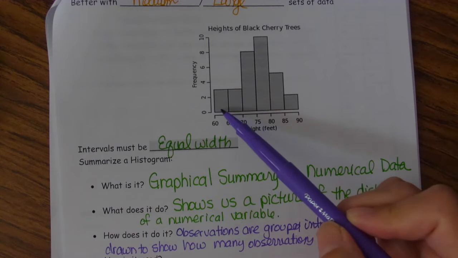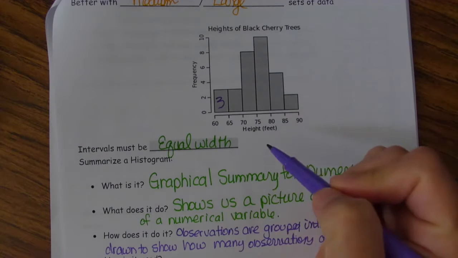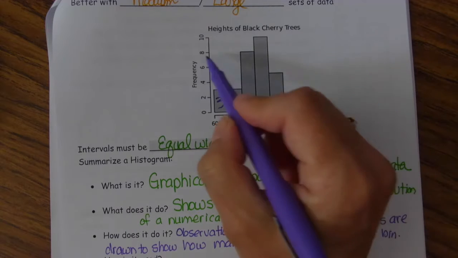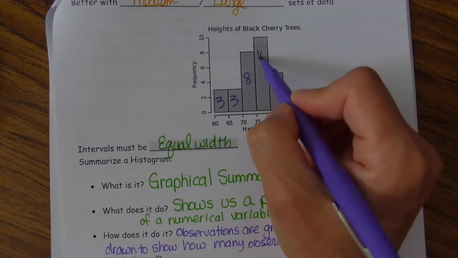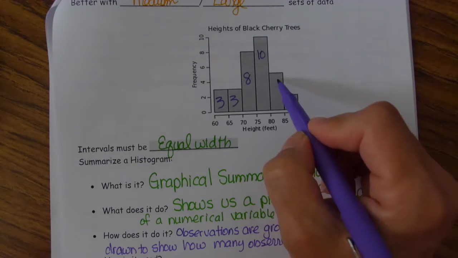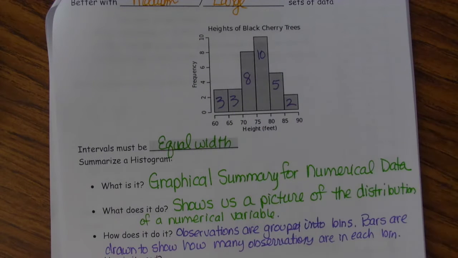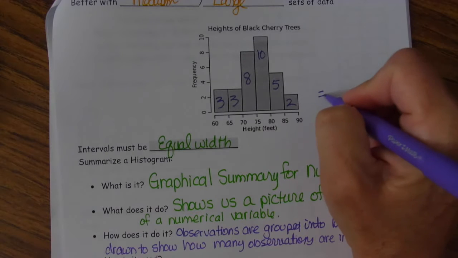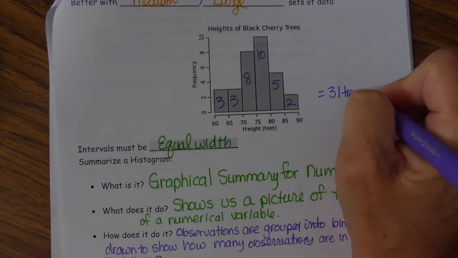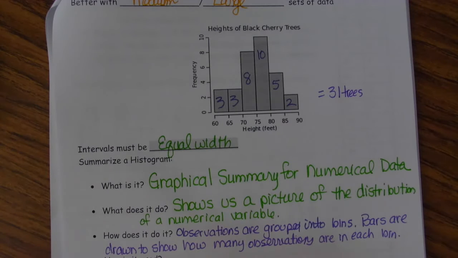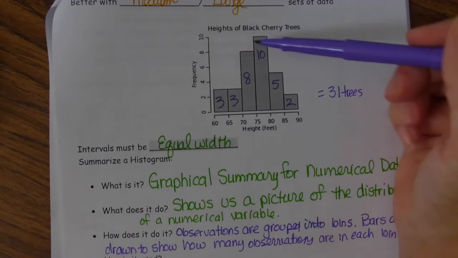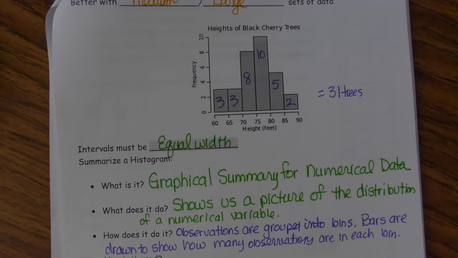Like right here is a bin, and it has 3, right? This bin has 3, this bin has 8, this bin has 10. This bin has, what is that, 5? And this bin has 2. So if I added all these numbers up, what do I get? What does that add up to? 31? Right, so if you will, these are like little sock drawers, and I have 3 pair of socks, 8 pair of socks, whatever it is. That's what a histogram is. We make a bin and we count how many fit in that bin.